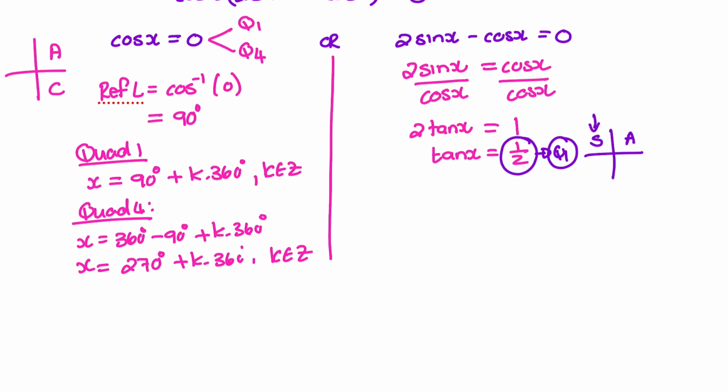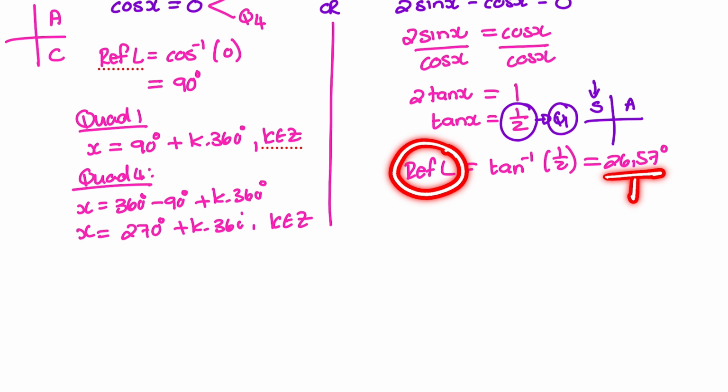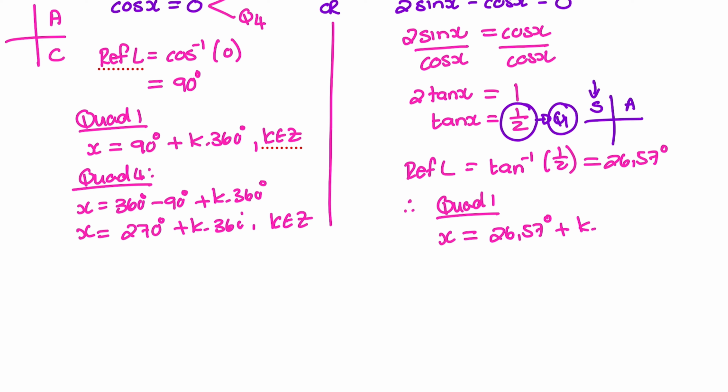Next, we'll identify our reference angle. For the reference angle, we use shift tan on our calculators again, and we put in 1/2, and that value would be 26.57 degrees. Now remember, the reference angle will always be acute, or it will be a right angle. So therefore, for quadrant 1, we have x is equal to 26.57 degrees plus k times 180, where k is an integer.